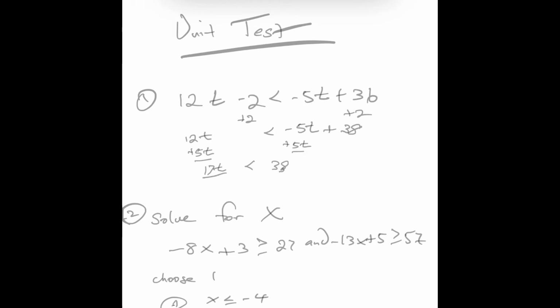And then we're going to get a fraction, so we're going to divide by 17 on both sides. And the answer is t, and I believe you have to write all of this in the box when you put it in there, 38 over 17, and that's it. Don't think there's anything else you can do with that. 17 is a prime number, meaning it can't be divided by anything other than 1 and itself.